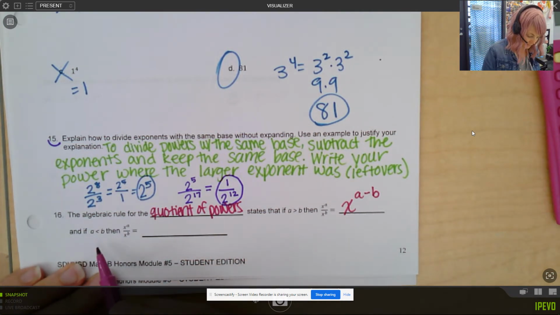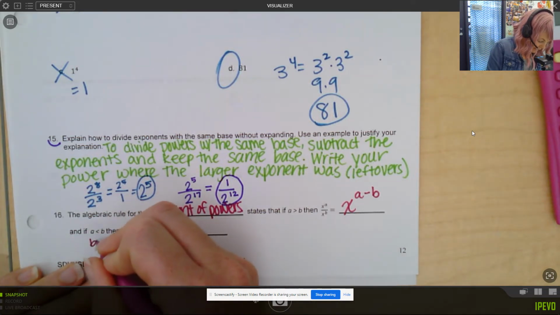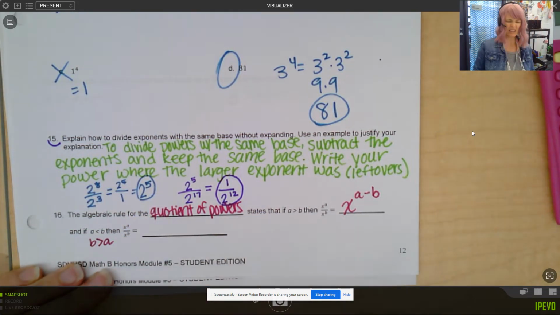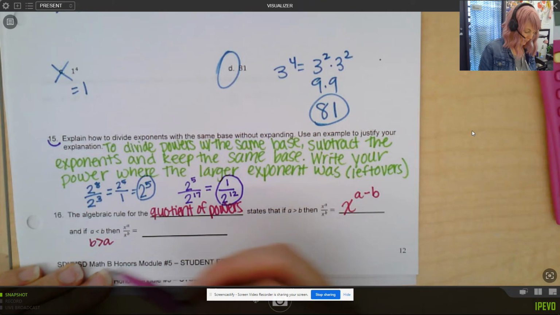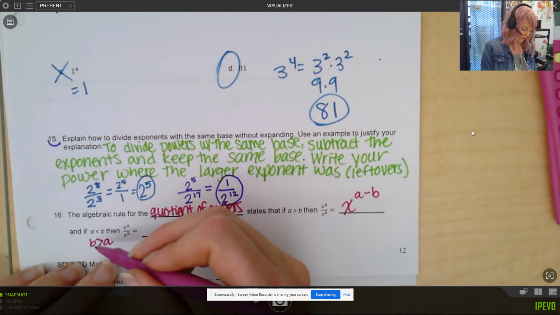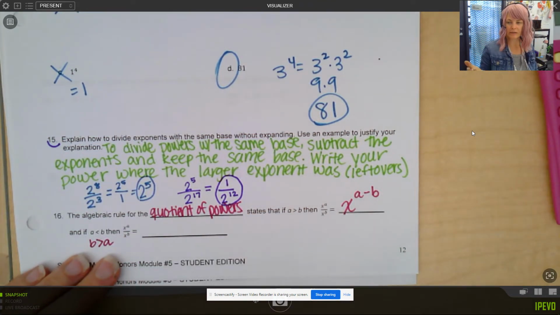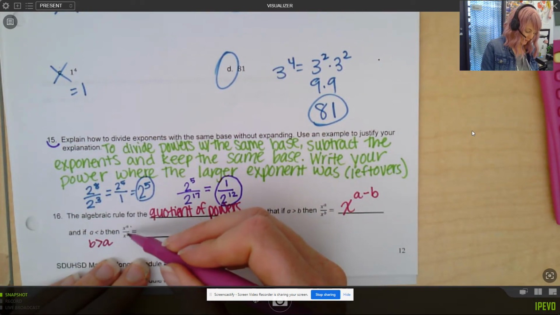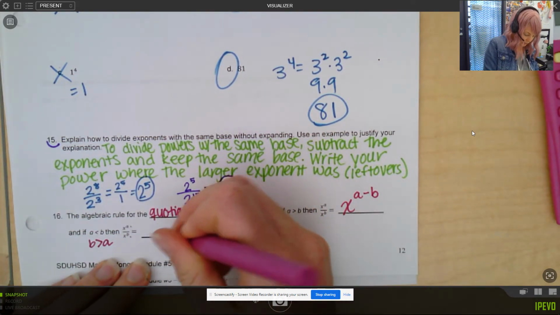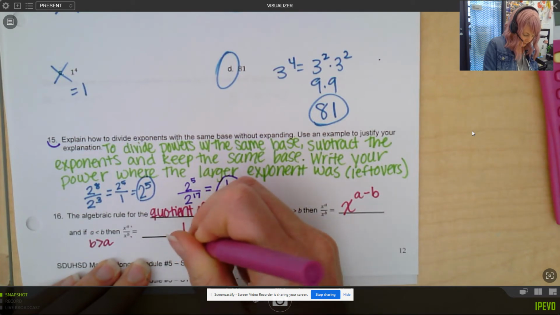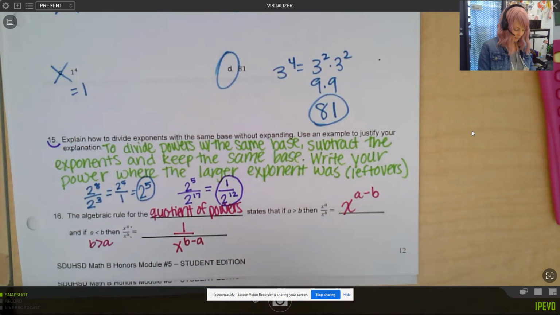But if a is less than b, or you can always think about b is greater than a. I usually like to think about what's bigger, right here. Where are your leftovers? So if b is greater than a, or a is less than b, tomato, tomato, x to the a over x to the b turns into 1 over x to the b minus a. Because we want to think about where are the leftovers. After they all cancel out, they're going to be in the denominator.